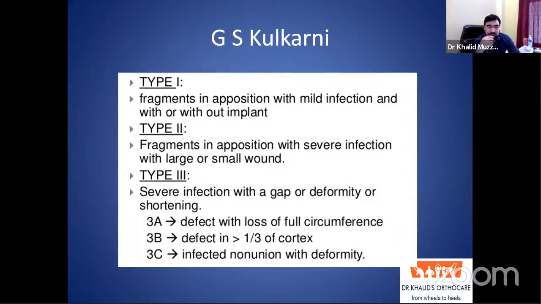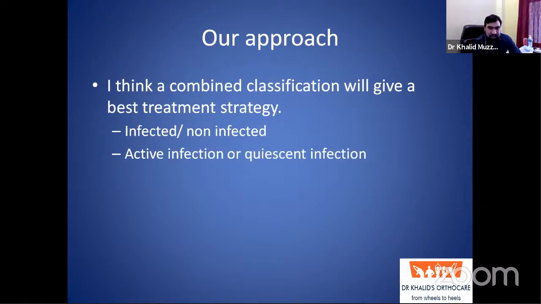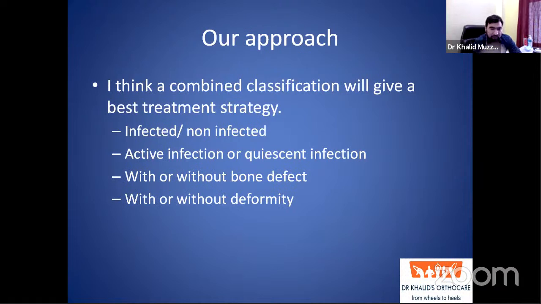G.S. Kulkarni has an almost similar classification to the Umiraliev classification. So what I do, I work in a remote area. I have combined all these classifications, which help me in determining the strategy for my cases. I take these criteria into consideration: whether the patient is infected or non-infected, whether it is active infection or quiescent infection, with or without a bone defect, with or without a deformity, and whether the deformity is stiff or non-stiff.